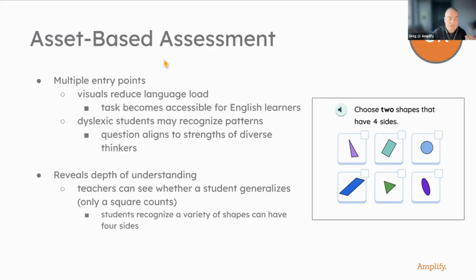Now, if the student only selected the option here, the rectangle, that would reveal quite a bit as well, okay? Does a student see it just as that, or do they understand that a shape can have 4 sides and look quite different from another shape with 4 sides? So we're starting to have a little bit more information.